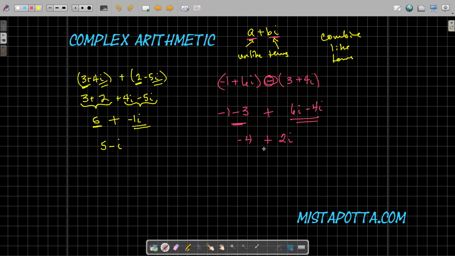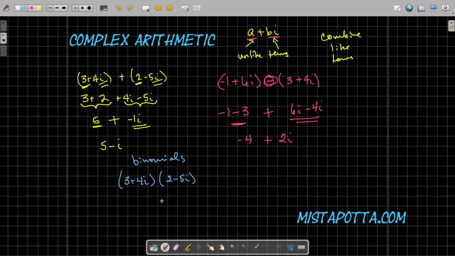So adding and subtracting is very similar to what we already are familiar with. The main difference, of course, is that because I have two different unlike terms, I need to make sure that I combine like terms so that I have one real term and one imaginary term. And multiplication runs very similar to that. So if I wanted to take the expression 3 plus 4i and multiply it times 2 minus 5i, well, I notice that I have binomials.